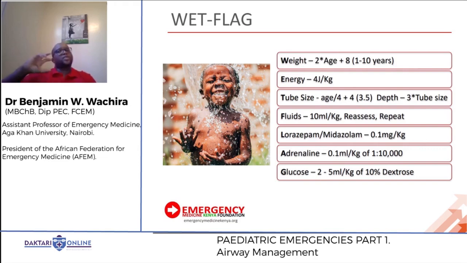And you can use your smaller syringes to draw from that, but that's a 1 in 10,000 solution, all right? And so it's 0.1 mLs per kg of the 1 in 10,000 solution. Glucose, again, 2 mLs per kg of 10% dextrose. You can repeat it if there's no improvement.